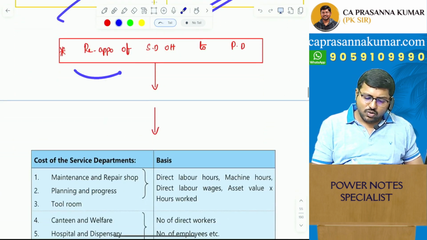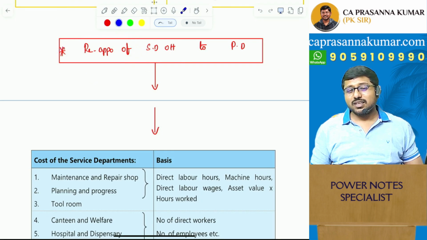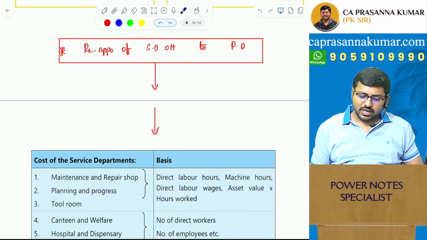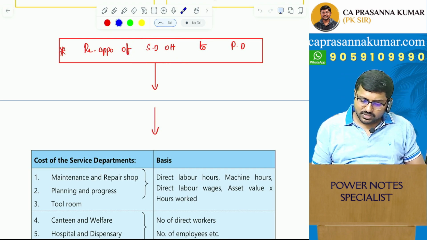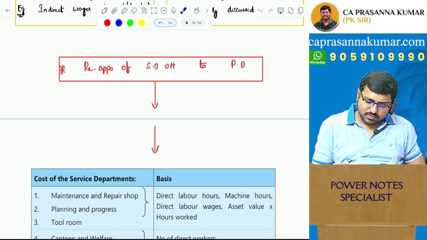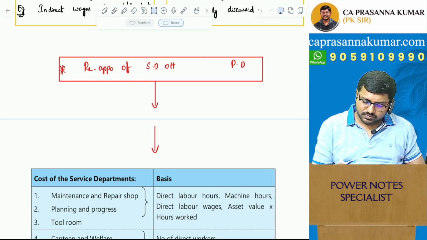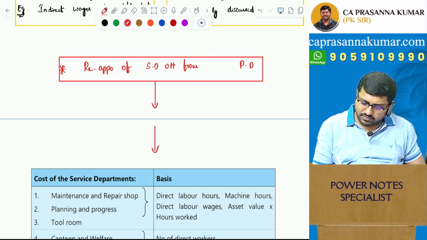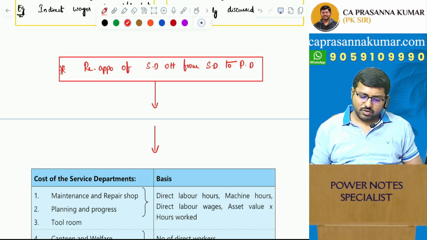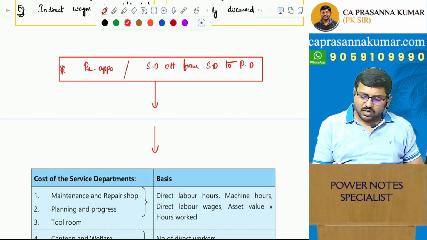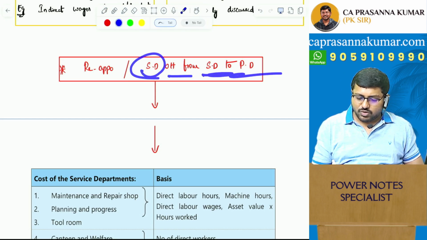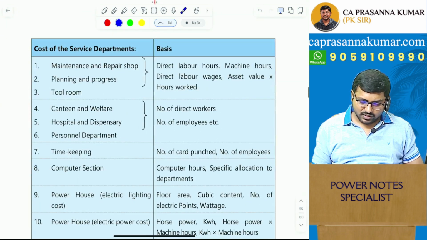Okay. Now let's go to the reapportionment of overheads. That is nothing but secondary distribution. Secondary distribution of overheads from service departments to production departments. I'll write that over here. You can call this reapportionment or secondary distribution of service department overheads to what? Production departments. Now let's see that over here.